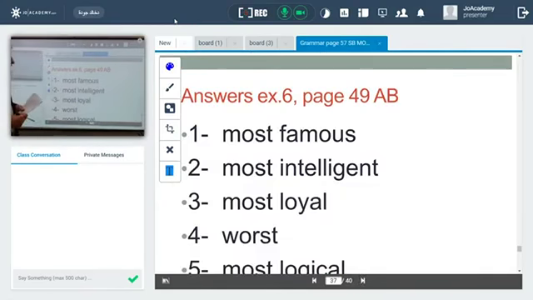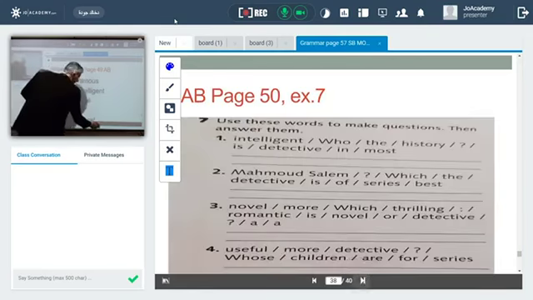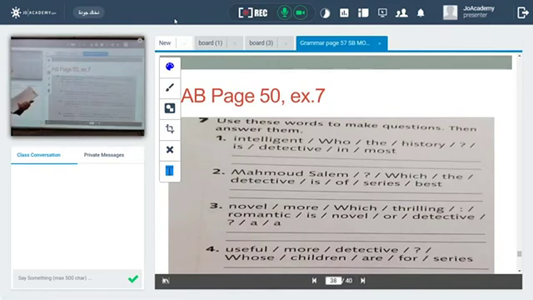Most famous, most intelligent, most loyal, worst, most logical. These are the answers to exercise number 6, page number 50. Okay. Before we end, we have exercise number 7, page number 50.